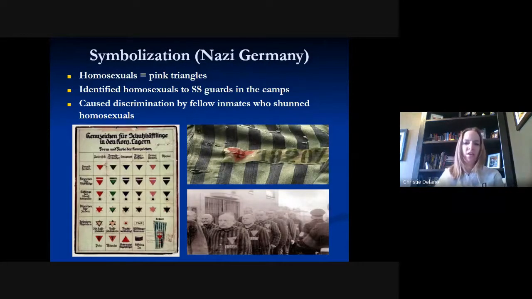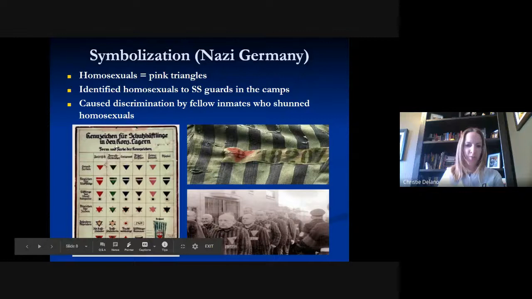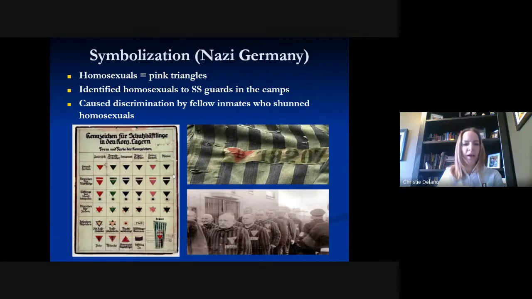Right, once the concentration camp system got up and running, there was an even more sophisticated symbolization program that took place, and you can see that depicted in the chart here. I know the words are quite small and written in German, but it defined you by perhaps religion, by perhaps gender orientation, and a whole host of other identification things, right? And so not only did this cause discrimination within societies itself, but also within the concentration camps by fellow inmates who may shun another group, for example, like homosexuals.